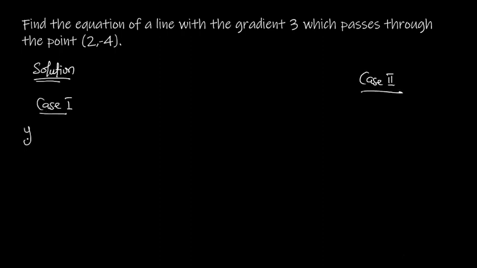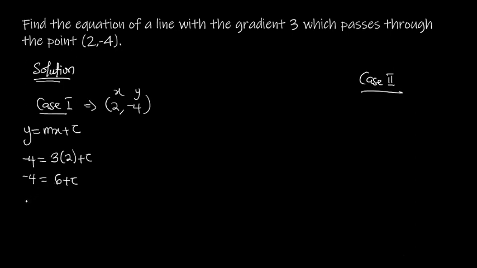So in this one, I'm going to use y is equal to mx plus c. I know that from this point I have (2, -4). So this is my x, this is my y. My y here is -4, which is equal to my gradient m, which is 3, multiplied by x, which is 2, plus c. So I have -4 is equal to 6 plus c. I bring the 6 to the other side, -4 minus 6 is equal to c, and therefore my c is equal to -10.